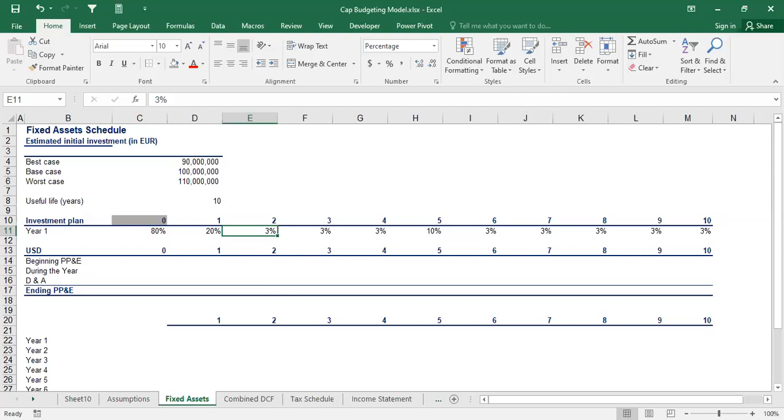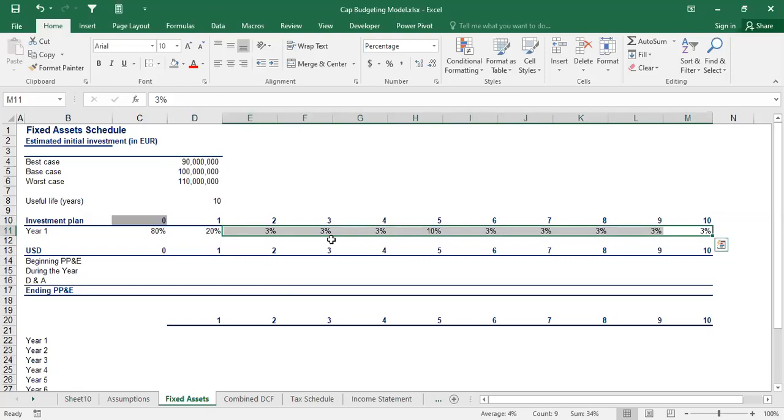You keep on upgrading. And probably at the end of 5 years, there is some major upgradation. So 10% capex is done in the year 5. And then again, 3%, 3%. It again, all is my assumption. You will have your real life assumptions, whatever they are. So these are your assumptions about investment plan.